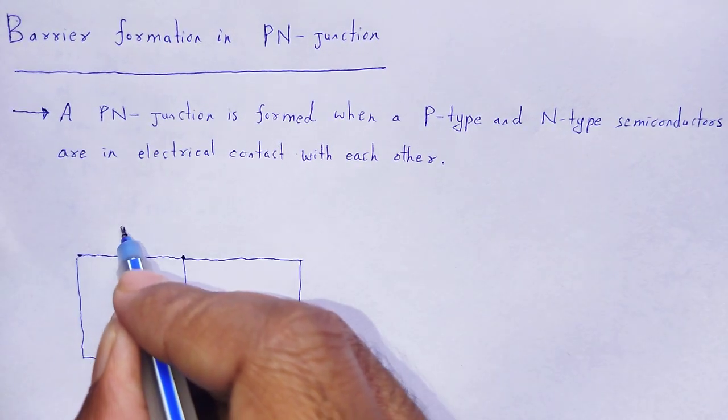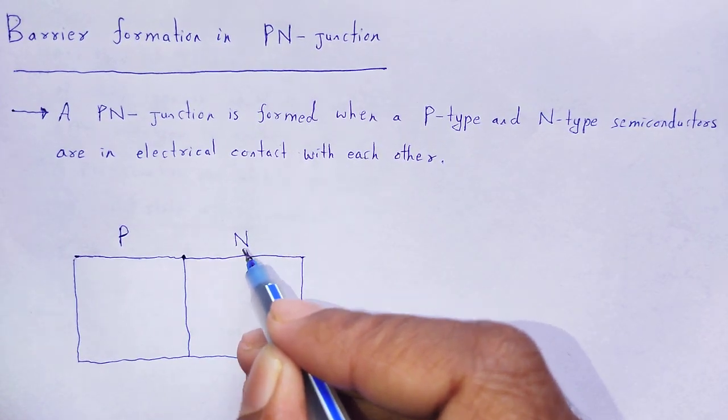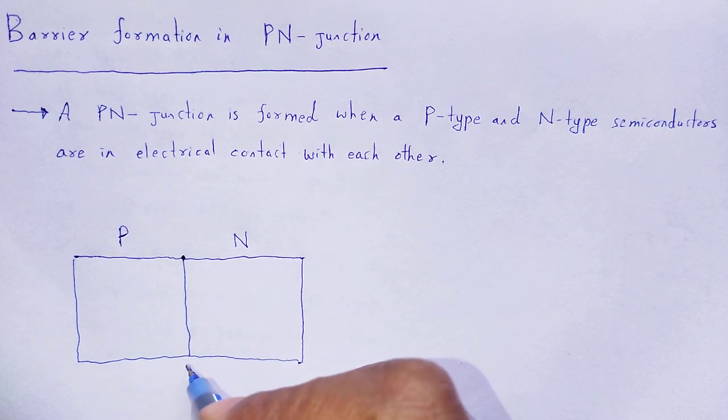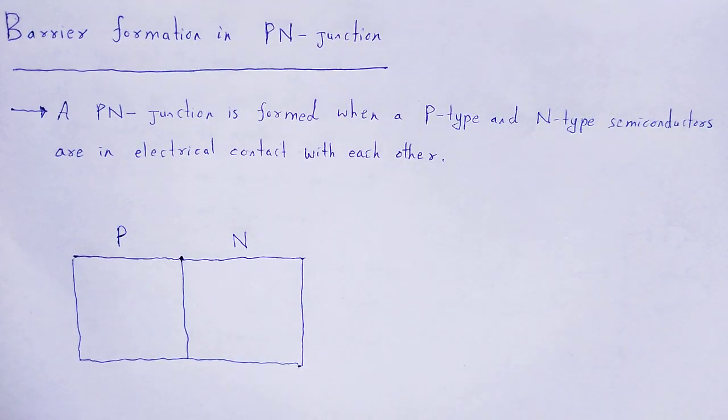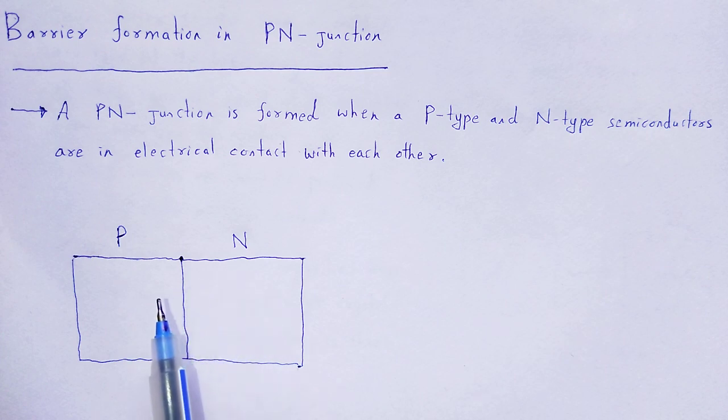This is the p type semiconductor, here is the n type semiconductor. Combining them, we form the p-n junction. Let me explain the mechanism of the PN junction. So, a barrier is formed.